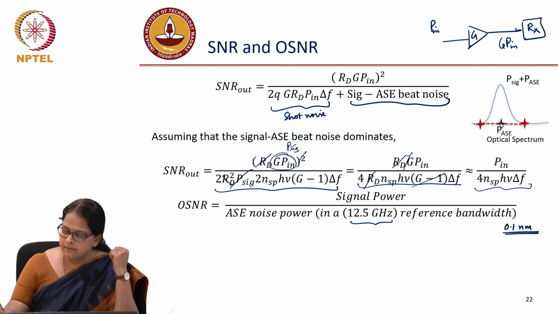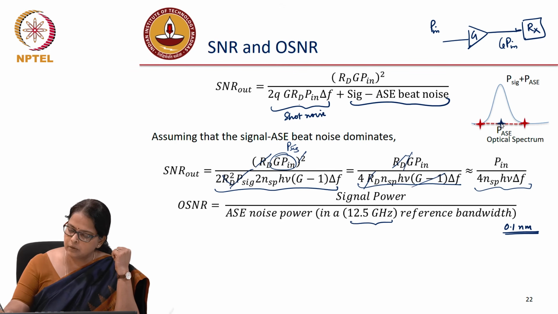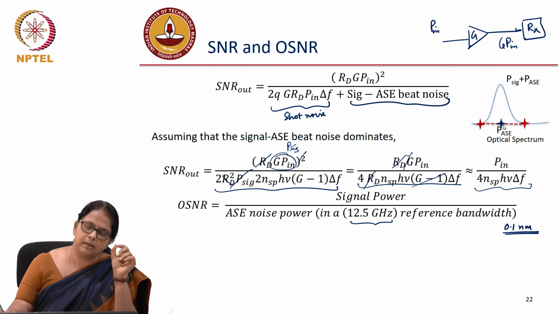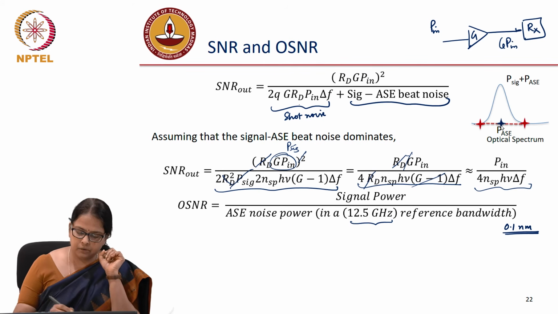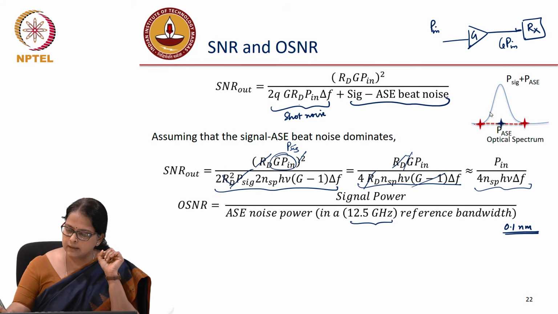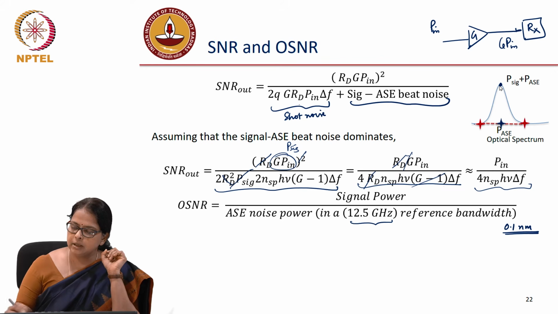We are saying that when we put a marker on an optical spectrum analyzer and try to measure the ASE power, you will always put a marker here. The marker will always measure the power within that resolution bandwidth. So if you look at the output optical spectrum and put a marker here and measure, you will get P signal plus P ASE.